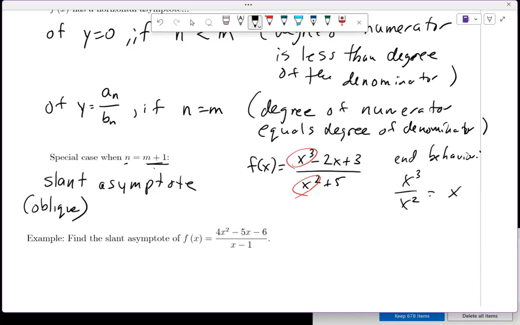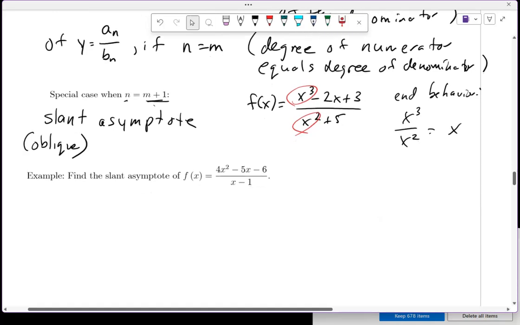And we have a way that we can figure out oblique or slant asymptotes. So let's do that as an example. Okay. So let's look at this function. We have 4x squared minus 5x minus 6 over x minus 1.